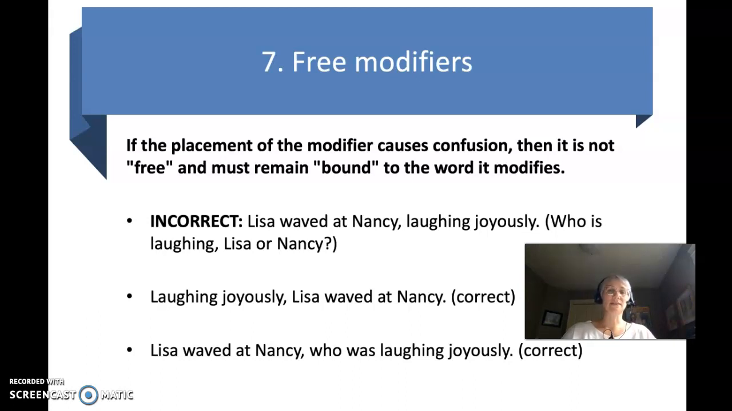Laughing joyously, Lisa waved at Nancy. Now we know it was Lisa that was laughing joyously. You're always going to want to put your free modifier next to the word that it is modifying, or it's not going to make sense. Lisa waved at Nancy, who was laughing joyously. This is also correct. This who always refers back to the immediate person before.